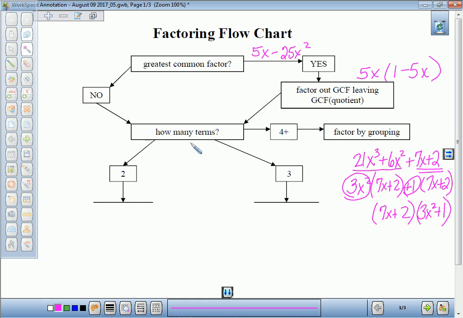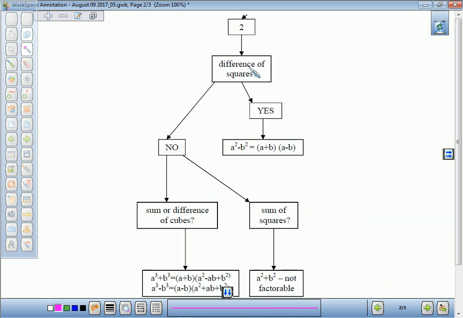So that's an example of factoring by grouping, and we can use it in a lot of different ways. Now, if we didn't have 4 or more, let's check and see, do we have 2 terms? If we have 2 terms, we're going to look to see if we have a difference of squares. If we have a difference of squares, then our approach would be this. A difference of squares is where we have a term squared minus a term squared, and that factors to the square root plus the square root and the square root minus the square root.